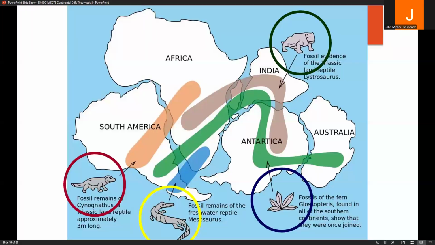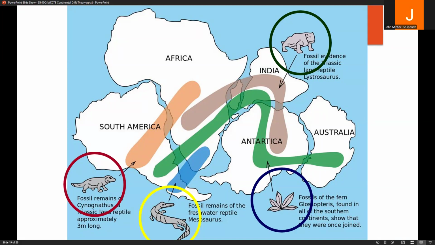So if we look at this map, this map indicates the locations where the four species during the Mesozoic era were found. In the red circle, we have Cynognathus, a Triassic land reptile. On the yellow circle, we have a freshwater reptile called Mesosaurus. On the green circle, we have also a Triassic land reptile, Lystrosaurus. And last but not the least, the one with the blue circle is obviously not a dinosaur, but the fossils of the fern, Glossopteris.